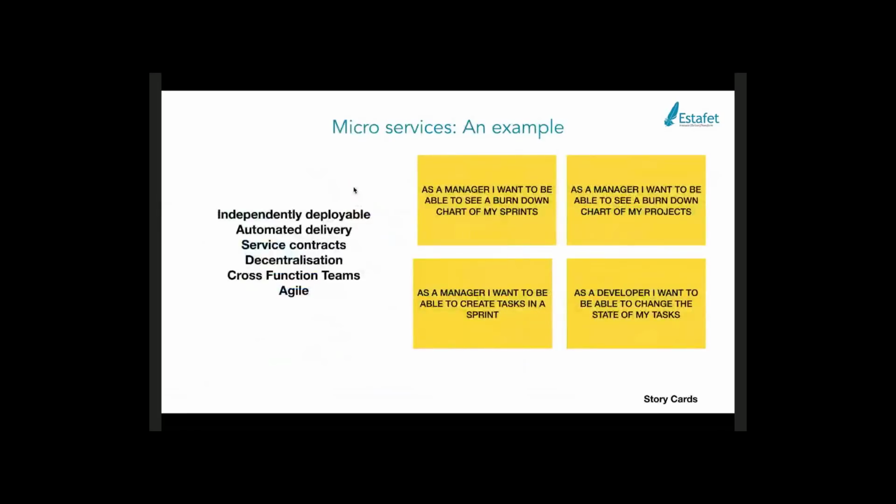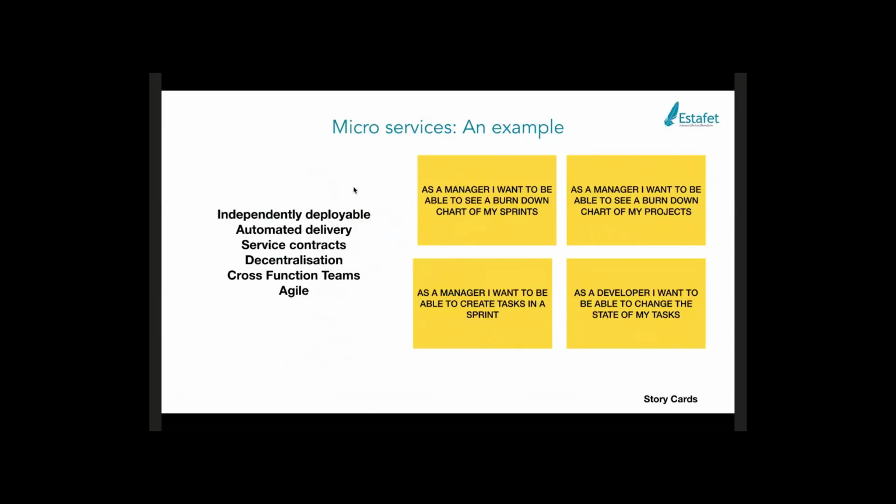So microservices as an example. If we talk now about an example to illustrate the concepts of distributed monitoring, generally when you do a microservices delivery, if you're coming in at the beginning, you're starting to gather story cards. So in the example that I'm going to show, our business domain is how do we manage project sprints, stories, tasks, and how do we look at the burn down? So you see a set of story cards. As a manager, I want to be able to see a burn down chart of my sprints.